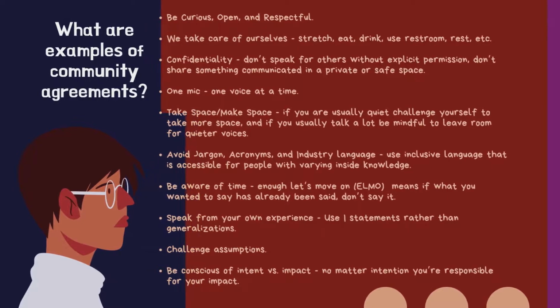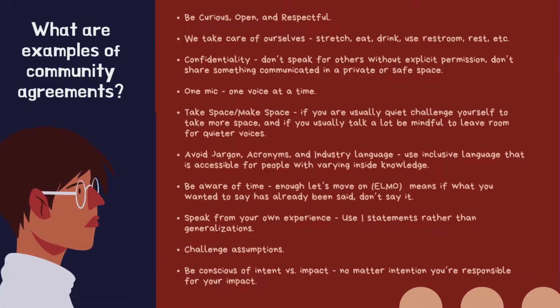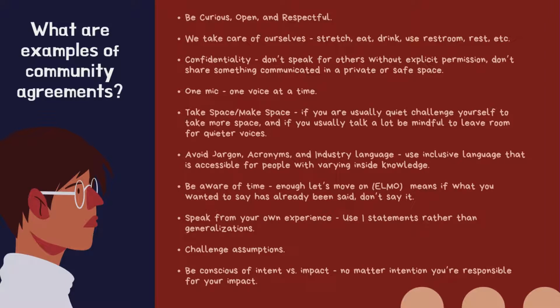Here are some examples of community agreements that you might find when having equity, diversity, and inclusion conversations. You want everyone in the group to be curious and open and respectful. We want to take care of ourselves. This means stretch if you need to, get a snack, have a drink, go use the restroom, take a break if you need to. We also want to have confidentiality. Don't speak for others without explicit permission to do so, and don't share something that was communicated to you in a private or safe space.